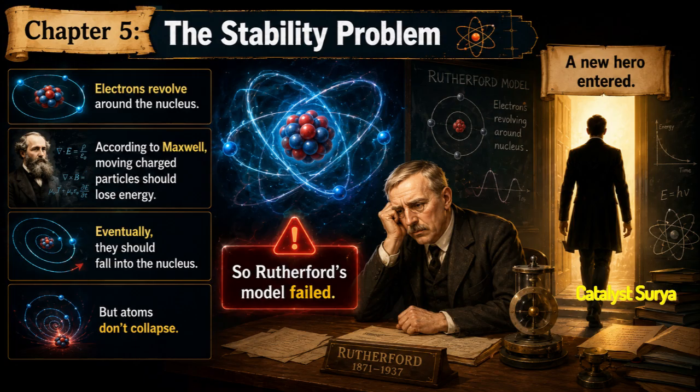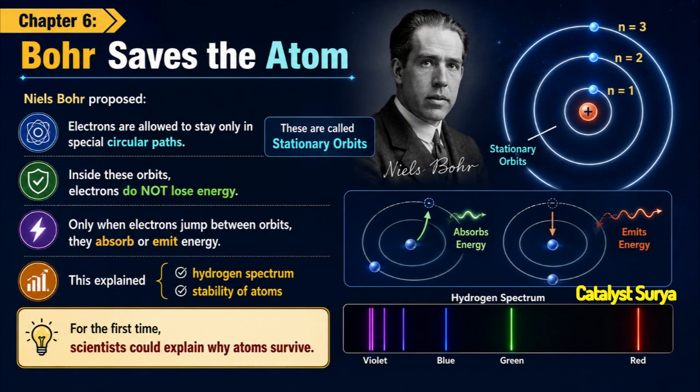Then a new scientist entered the story, Niels Bohr. Bohr proposed a revolutionary idea. Electrons are allowed to move only in certain fixed circular paths around the nucleus. These paths are called stationary orbits. While an electron remains in one of these orbits, it does not lose energy. Only when an electron jumps from one orbit to another does it absorb or release energy.